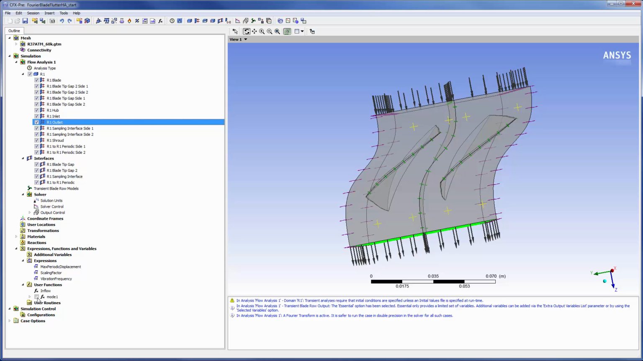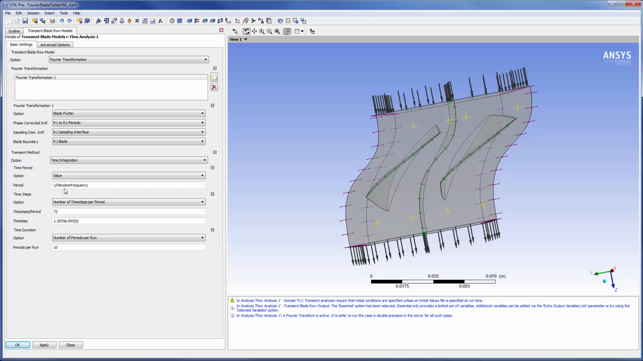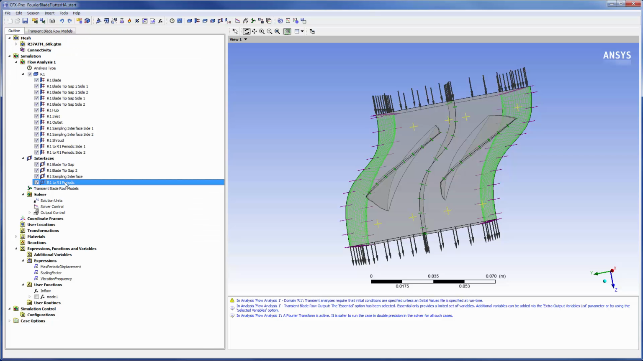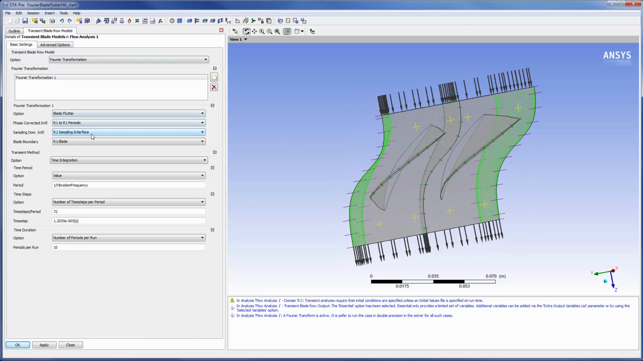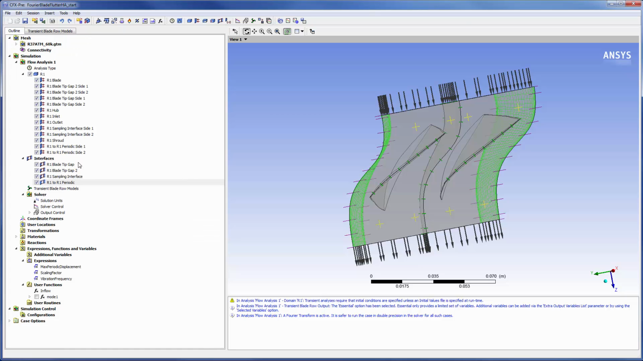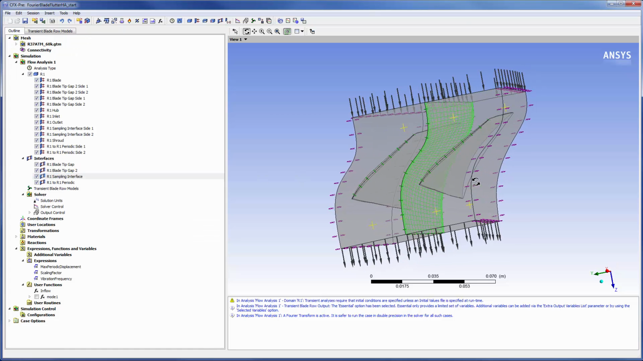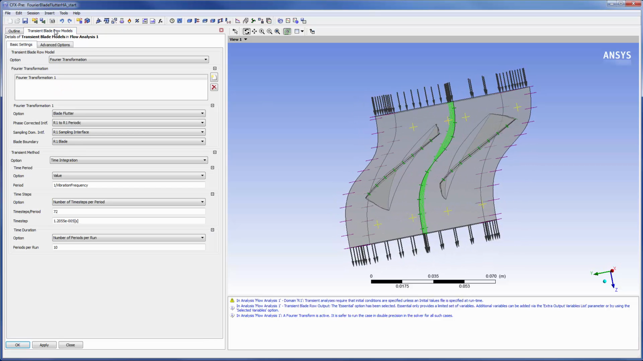At this point, I've collected steady-state results and prepared the case for a blade flutter simulation that uses the Fourier transformation pitch change method. The Fourier transformation method requires that I model two blade passages with certain interfaces set up. The phase-corrected interface uses the R1 to R1 periodic. The sampling interface is the interface between the two passages. The blade boundary is described by the blade wall boundary.